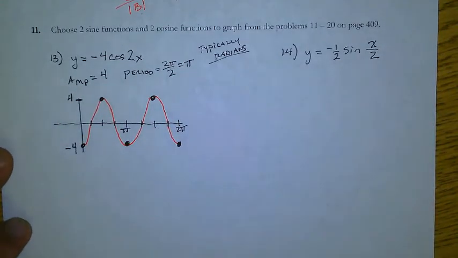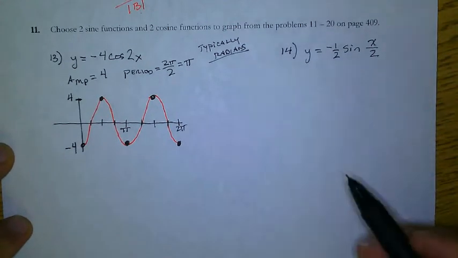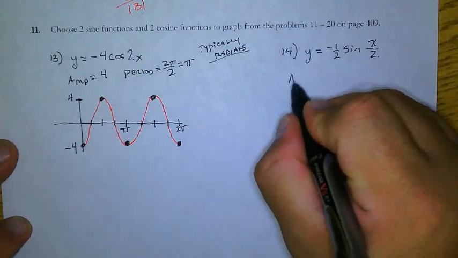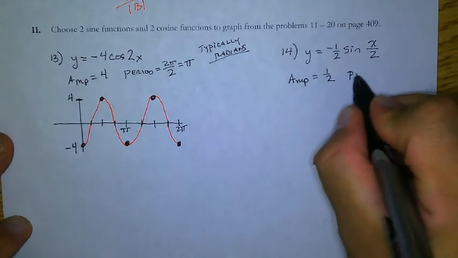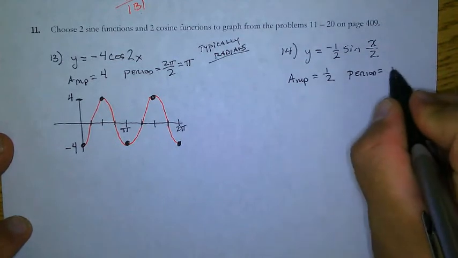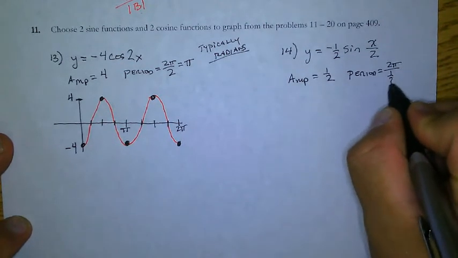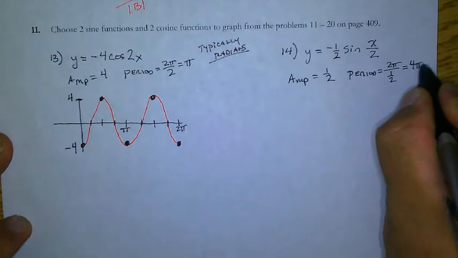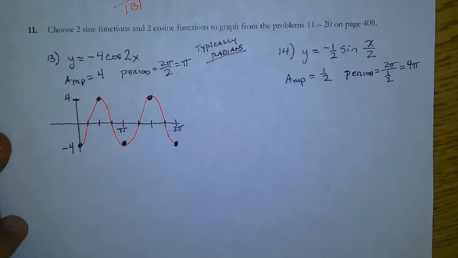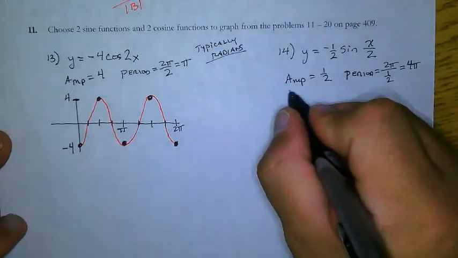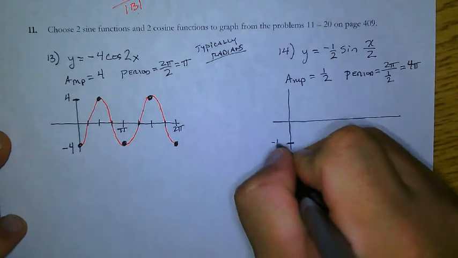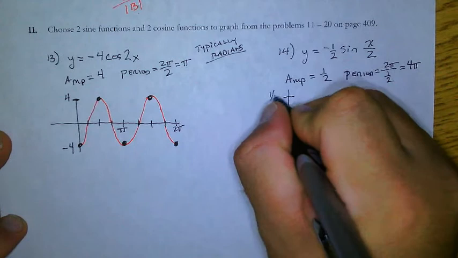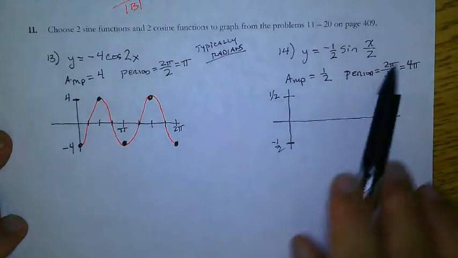If I look at number 14, my amplitude is 1/2. My period is 2 pi divided by 1/2, which is 4 pi. So with that information, I can draw my graph. Here I set up. I know -1/2 to +1/2 is my amplitude. I've had no vertical translation.